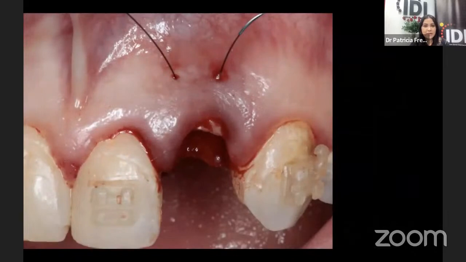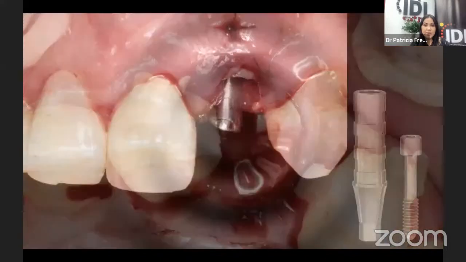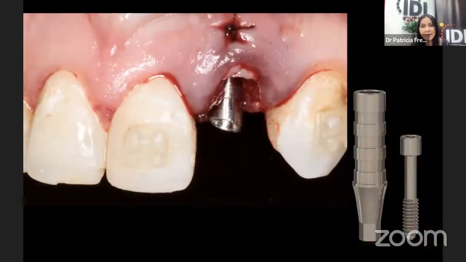This is not complicated. See, I'm just stabilizing my soft tissue at the place where I desire to obtain more thickness. And there you can see the implant set. We have biomaterial and we have the soft tissue grafting all together already. As I got high primary stability, I can think about an immediate crown.